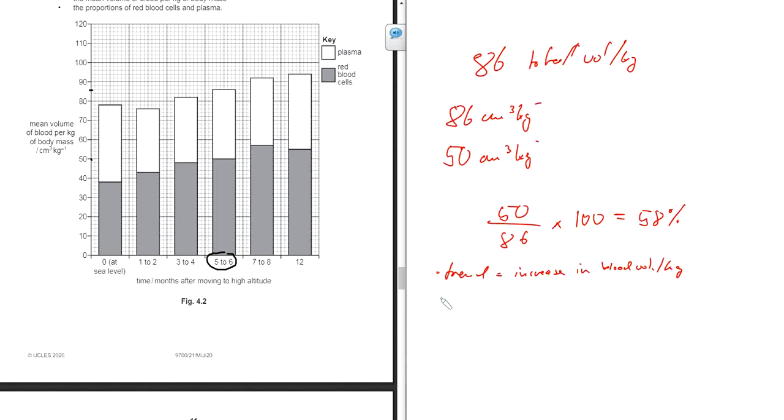We can actually state some numbers here, from 78 centimeter cube per kilogram at the start, time 0 at sea level, to up here, was that 94 centimeter cube per kilogram body mass after 12 months.